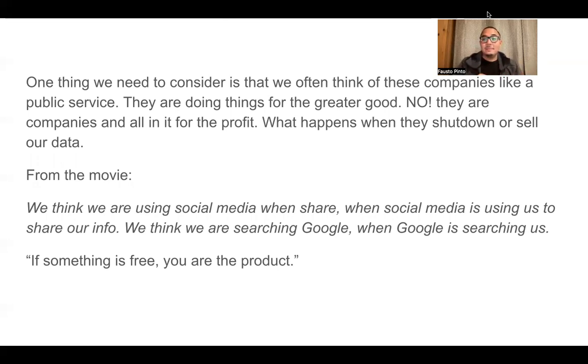So one of the things from the movie, and something somebody said, was, if something is for free, you're the product. Our data is the product for these companies. All the information that we give them, all our demographics, everything like that. They use that to sell ads for us, and they make billions of dollars every year, maybe even monthly. So what happens when they shut down or sell our data? From the movie, we think we are using social media when we share, when social media is using us to share our info. When we think we're searching Google, Google is searching us. How can they sell ads to us on other websites? How can they make their search rank even more popular?